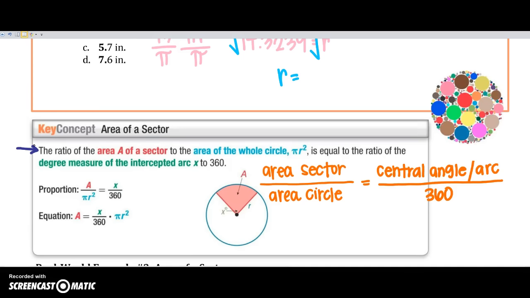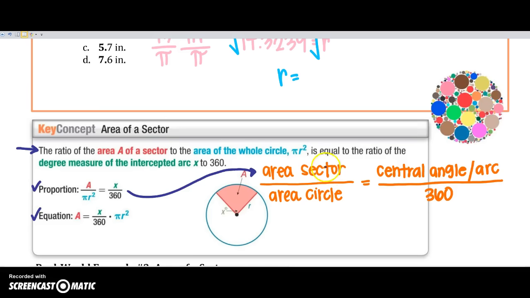So this is similar to the arc length. Remember, we were talking about the circumference and the part of the circumference. Now we're talking about the area. So I have rewritten the proportion over here, and remember, the proportion and the equation are both the exact same. It just depends on what you want to do or use.